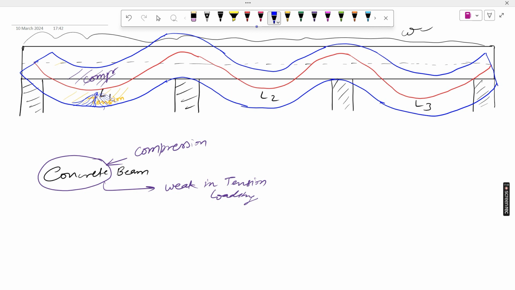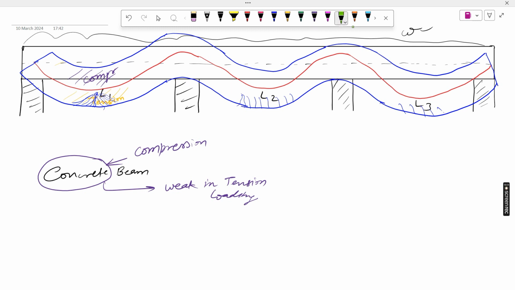It breaks from here, and cracks will develop at the bottom surface and travel up in the direction of the neutral axis. So the cracks will occur here. Here also tension is there.